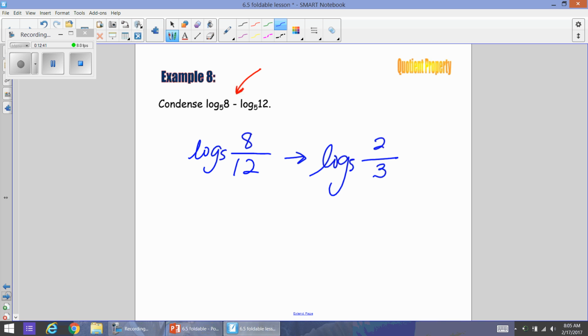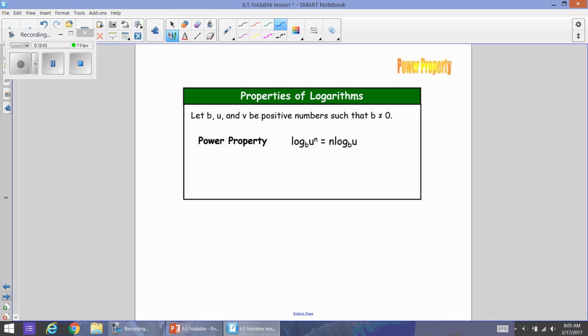All right, moving on. Now we have the power property. So we've turned the page again. Look, we're on the power property of logs. And the power property says, if you have log base b of u to the n power, see how that's to the n power? That actually just drops down in front and becomes n times the log base b of u.